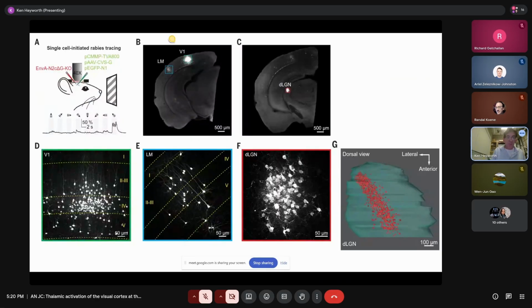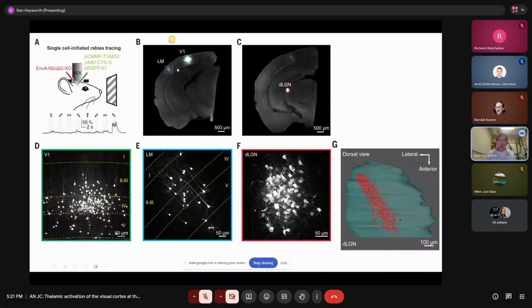So we're moving to figure 2. They took one of these cells in layer 4 of visual cortex that they knew was strongly orientation selective, and they injected it with a rabies virus. The rabies virus is going to label all of the presynaptic cells to that single cell, which is really cool. I mean, this is a single layer 4 cell, and it's showing all of the cells that are connected to it.